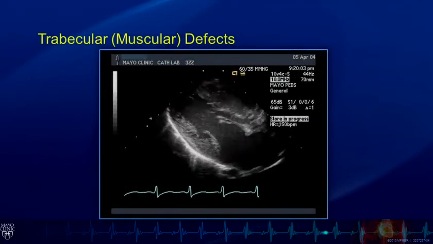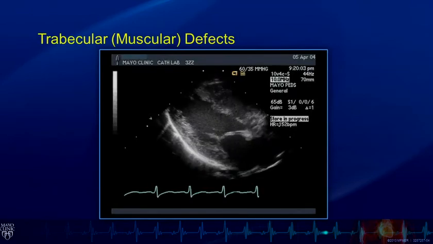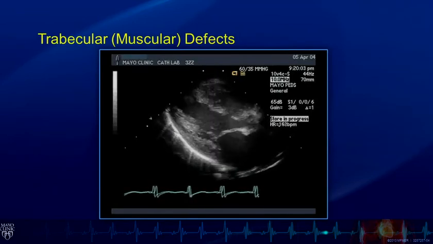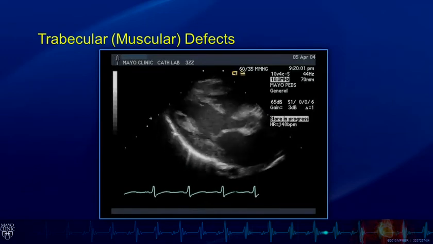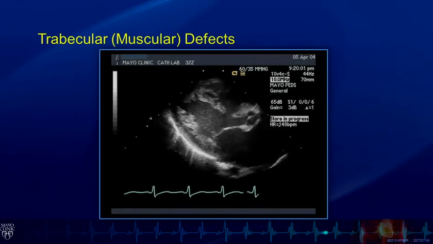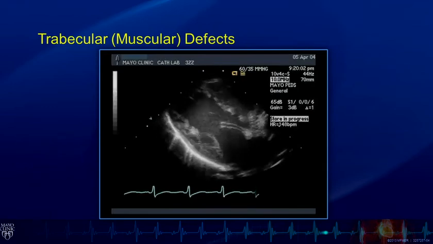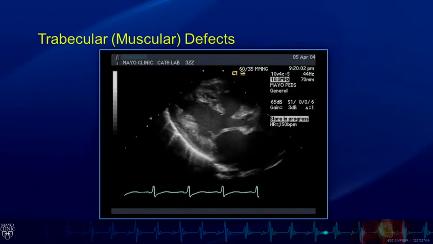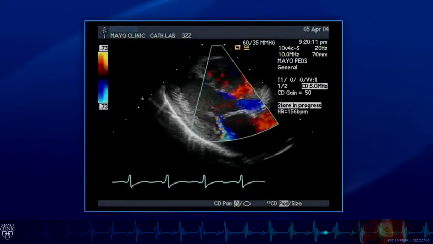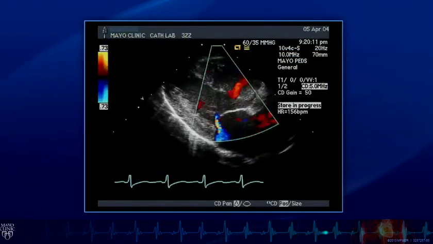Trabecular or muscular defects are most common in childhood. If they're large, we often don't see these defects by any means in the adult. This patient with parasternal long axis imaging nicely demonstrates several defects by 2D in the trabecular septum, and color flow confirms that there are multiple defects.